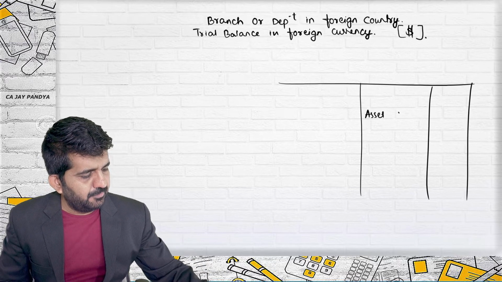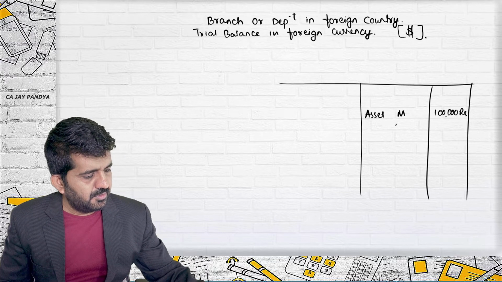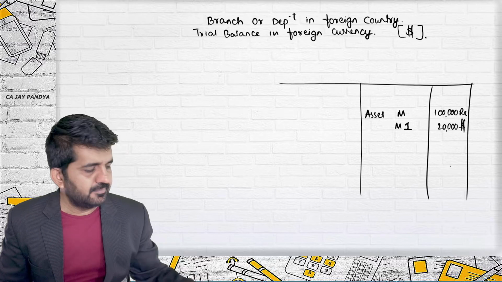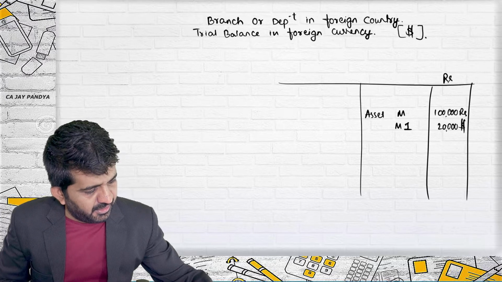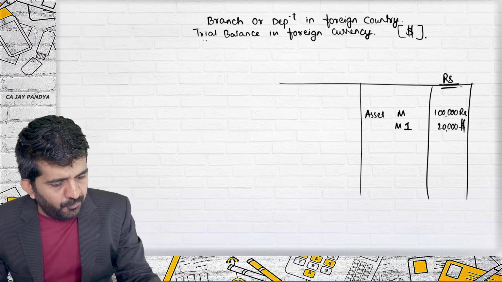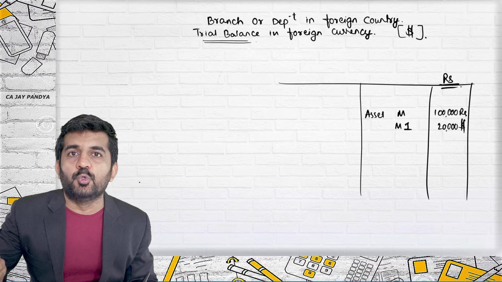asset, machinery 1 lakh rupees, another machinery $20,000. It needs to have the answer in rupees. So your full trial balance will be converted into rupees.